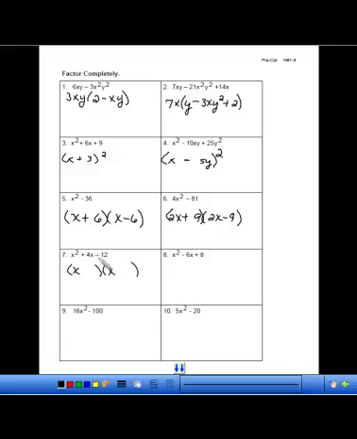The second sign is a minus, so that means we're going to have one factor that's positive and one that's negative. Now we need two numbers that will multiply to be negative 12 and add to be 4. Well, positive 6 and negative 2 will multiply to be negative 12 and they'll add to be 4. So those are the numbers that go in here. X plus 6, x minus 2.